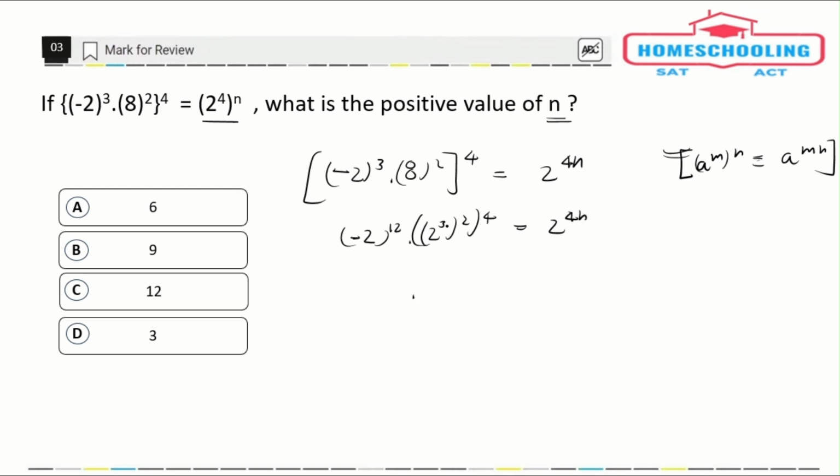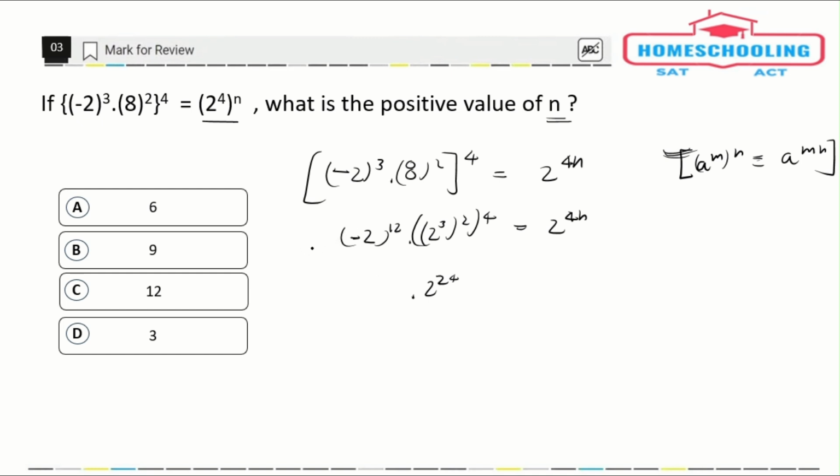So as we can see, we can use this rule, and we can say that 2 is equal to 3 into 2, that would be 6, 6 into 4, 24. So 2 to the power 24, and this is going to be how much?